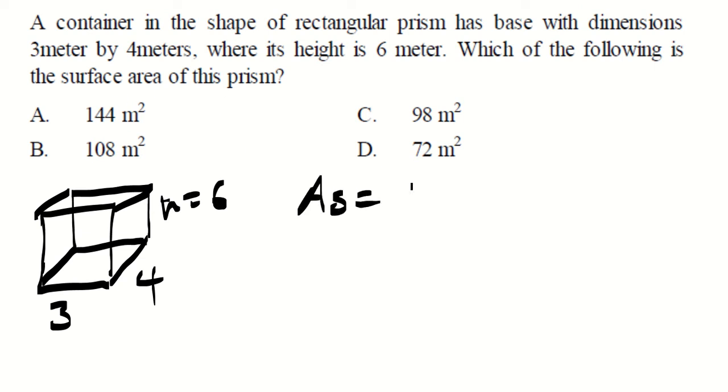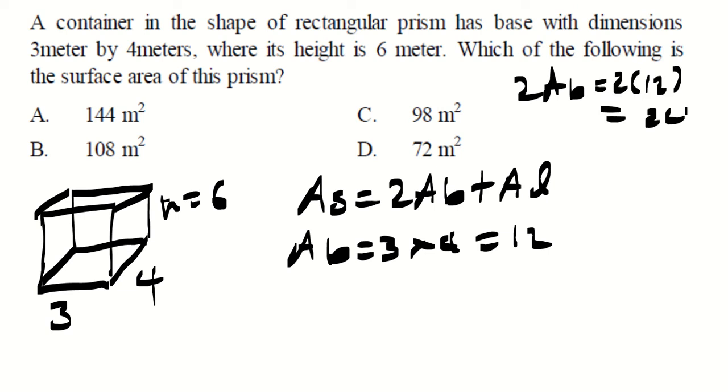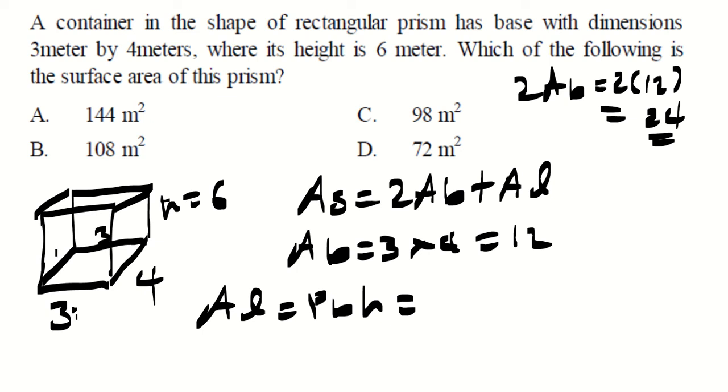The surface area means the two area bases plus the area lateral. The area of the base, since it's a rectangle, is 3 multiplied by 4, which is 12. So two area bases is 2 times 12, that is 24. Keep it. What about the area lateral? The area lateral means the perimeter of the base times the height. The perimeter of the base is 2 times 3 plus 4, because the sides are 3, 3, 4, 4. That is 14. This is the perimeter of the base.